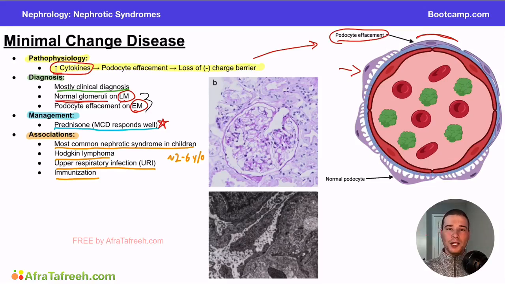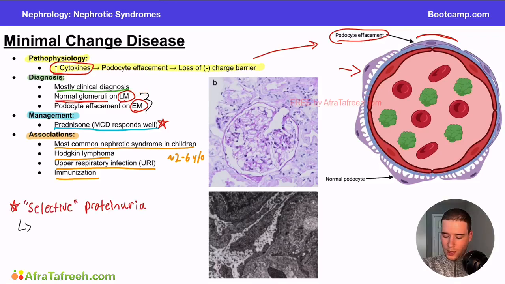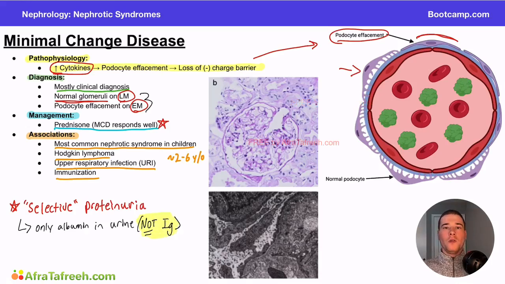And the final thing I want to mention here that's pretty unique to minimal change disease relative to some of the other nephrotic syndromes is this thing called selective proteinuria. And what this means is only albumin is lost in the urine and not the immunoglobulins. Remember when we did our overview video, we said that one of the classic findings of nephrotic syndrome is a higher risk of infection because we lose immunoglobulins for a lot of nephrotic syndromes. However, this is one that is an exception to that rule.